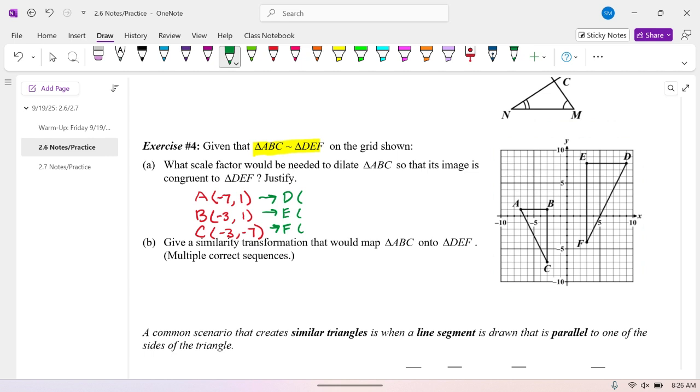So what's the point for D? 9, 8. E? So E would be 3, 8, and F would be 3, -4.